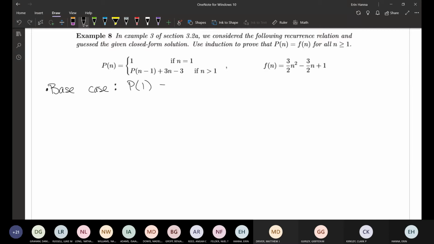Does P of 1 equal F of 1? P of 1 is 1. F of 1 is 3/2 minus 3/2 plus 1. The 3/2 and the minus 3/2 cancel each other out. We get 1. Base case is checked. I didn't put in my little 1 squared and times 1, but hopefully that's clear.